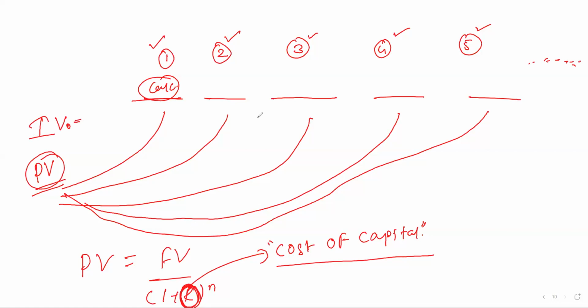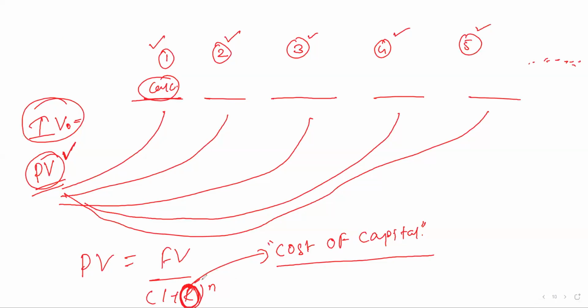So here we have future cash flows, and we discounted those future cash flows to get the present value, that is nothing but the intrinsic value of the company. That method is called discounted cash flow valuation. Future cash flows are discounted to get the present value, that is discounted cash flow valuation.